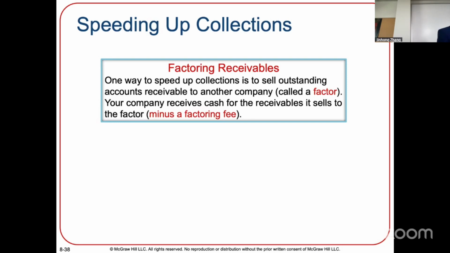So you get the $90,000 now. Three months later, I receive the $100,000. So I make $10,000. Okay, that's the factoring business.